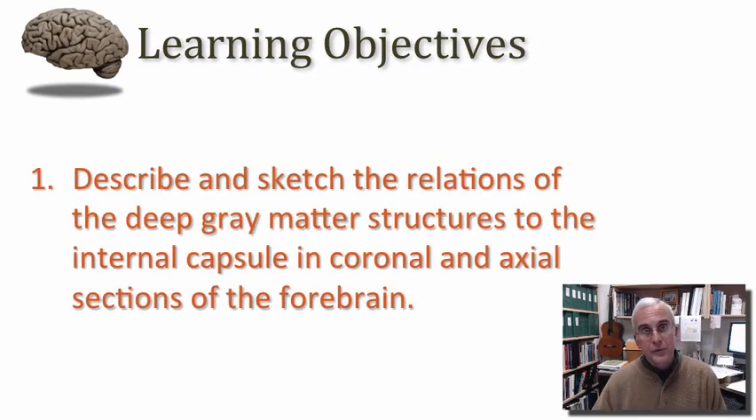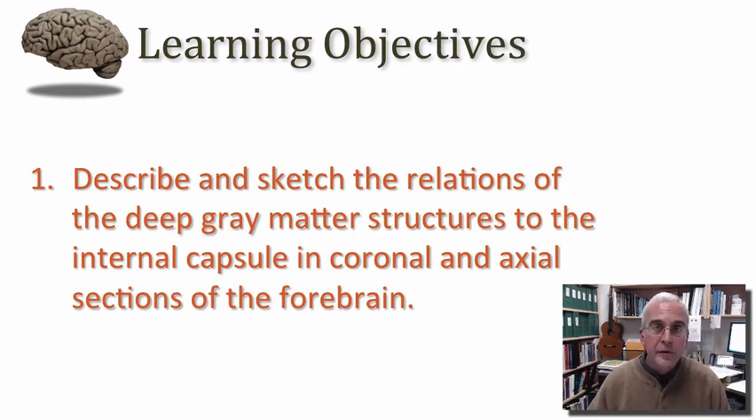My learning objective for you today is that I want you to be able to describe and even to sketch the relations of the deep gray matter structures that we find within the core of the forebrain with respect to the internal capsule. And this is an important white matter structure that runs right through the middle of each hemisphere. And I want you to appreciate the relationship of the deep gray matter to the internal capsule as viewed in both the coronal and the axial planes of section through the forebrain.